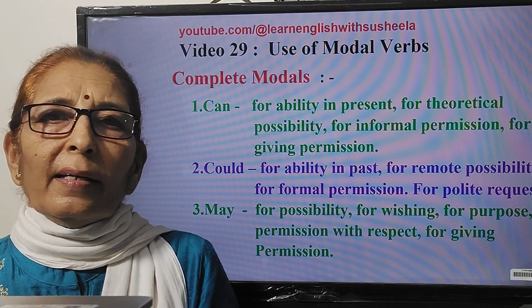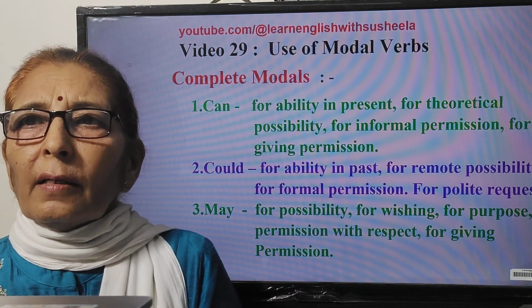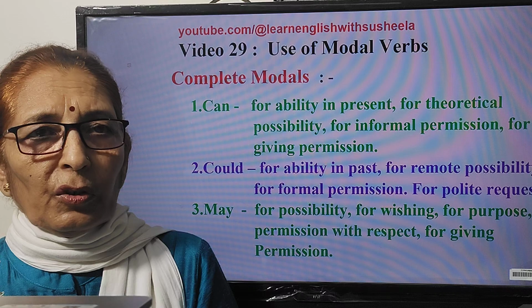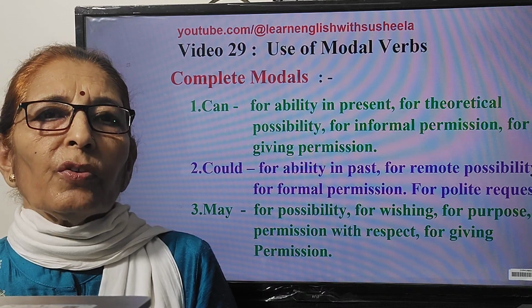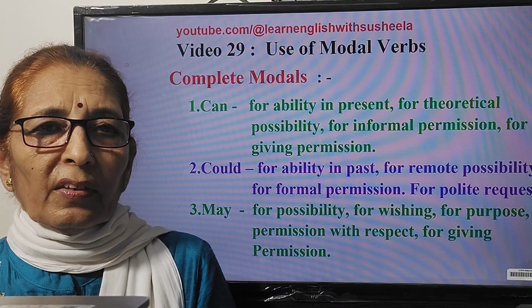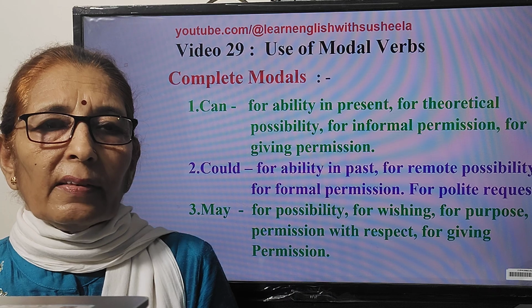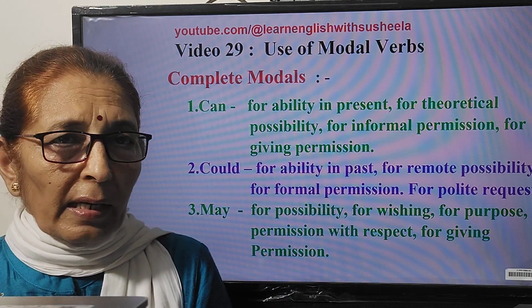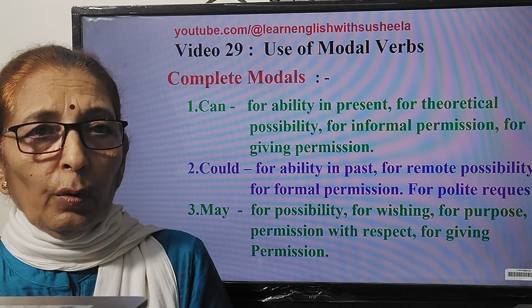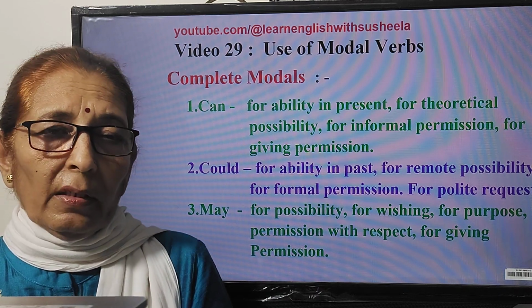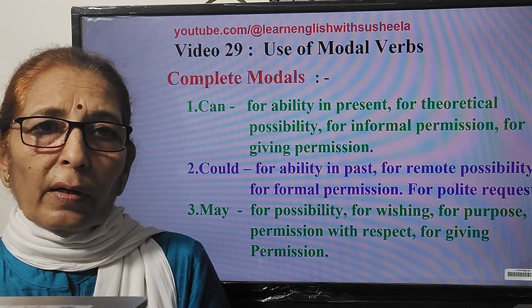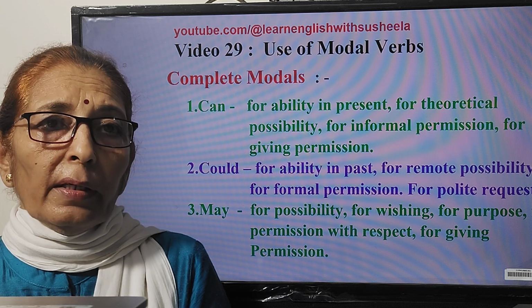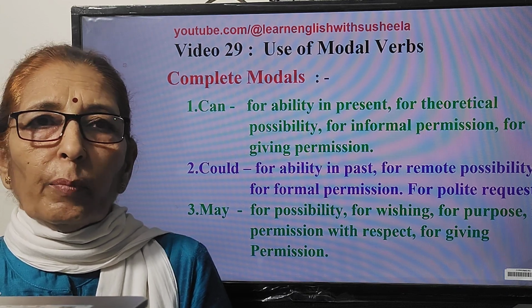For example, can I use your pen? Then for giving permission, can also be used for giving permission, just as the other person will say, yes, you can use my pen. These are the uses of can. Second is could. Could is used for ability in past. Just as can is used for ability in present, could is used for ability in past.